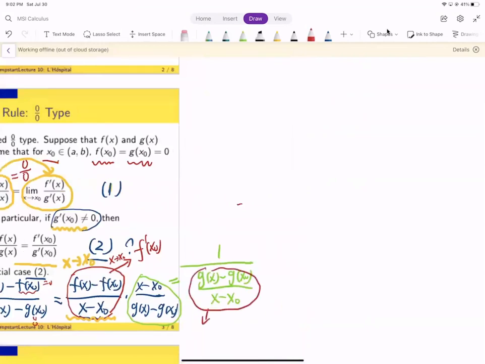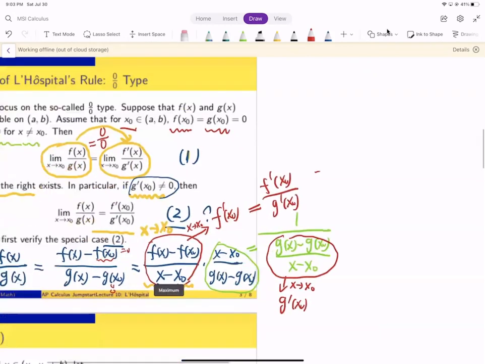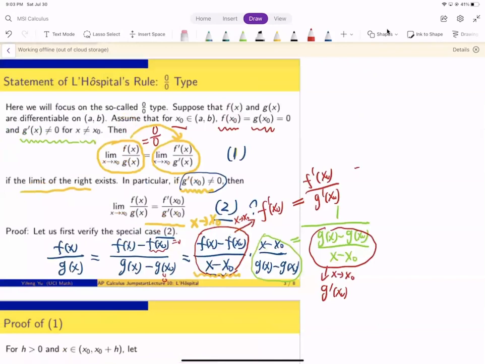Again, by definition, as x goes to x0, this one just goes to the derivative of g at the point x0. So eventually you just end up with f prime x0 over g prime x0. So my point is, for this special case, it's very easy to establish. By simple algebra plus the definition of the derivative, we get that the limits of the left and right are the same. Now let's look at a more general case.